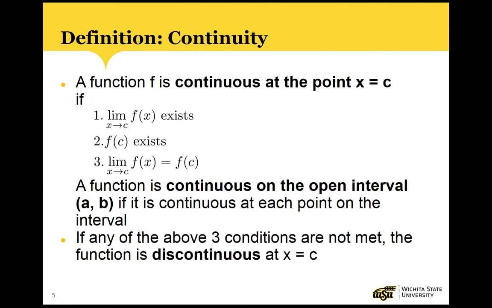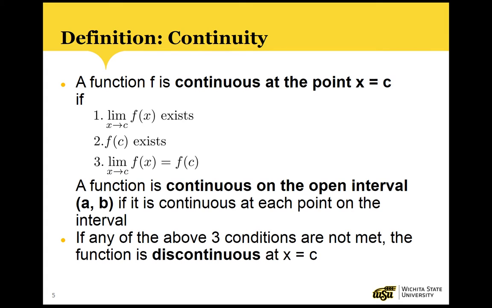Now that we've talked about continuity a little bit and shown you some examples, we want to put it on firm theoretical ground. We say that a function f is continuous at the point x equals c if the following three conditions are met. The limit as x approaches c of f of x exists, the function evaluated at c exists, and the limit as x approaches c of f of x equals the value of the function at c. So basically, if I'm approaching a particular value, I want the limit to equal the function. It's a very nice property to have.